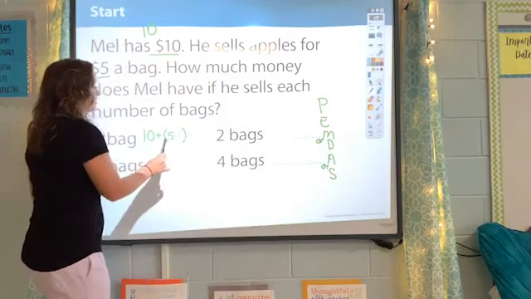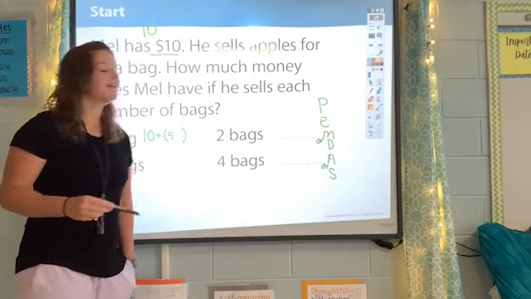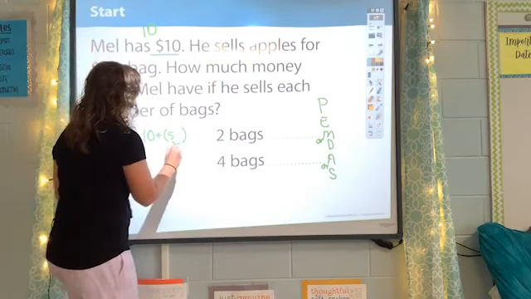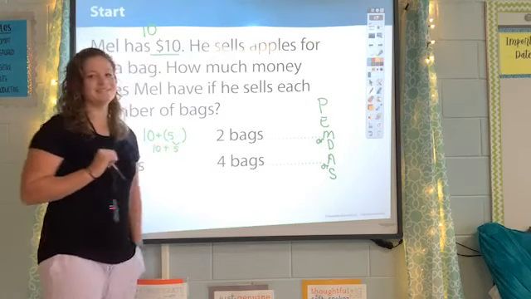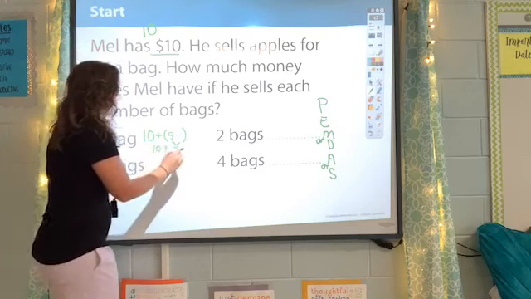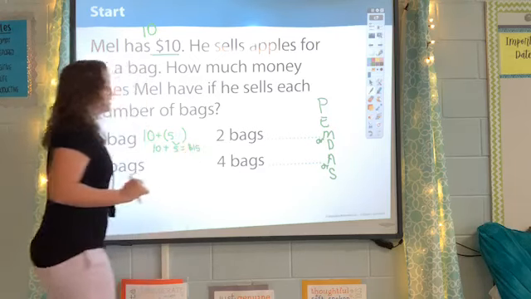So we're going to start off with our parentheses. We've got 5 times 1. What is 5 times 1? 5. Good job. So we've got 5, and bring everything else down without touching it. So now we've got 10 plus 5, and that will give us a total of $15.